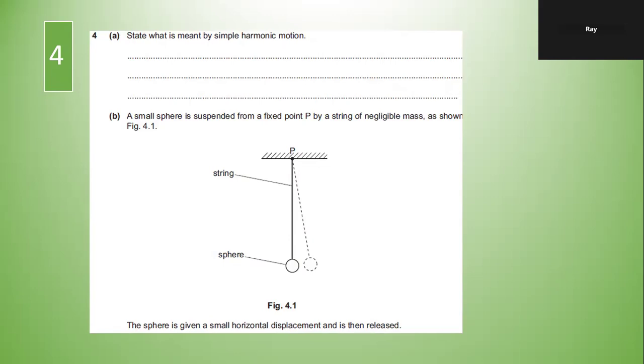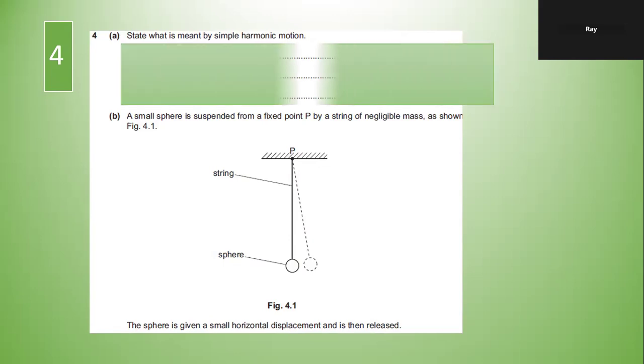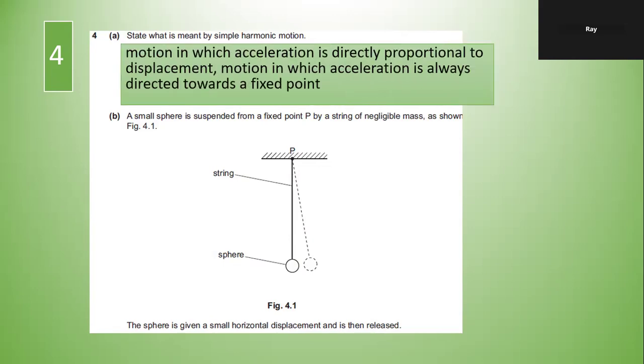You get 1 mark only. Motion directed towards that point. So acceleration is always directly proportional to and always directed opposite to displacement. That's the first point. And acceleration is always directed towards the fixed point. That's the second mark, right? Make it clear.